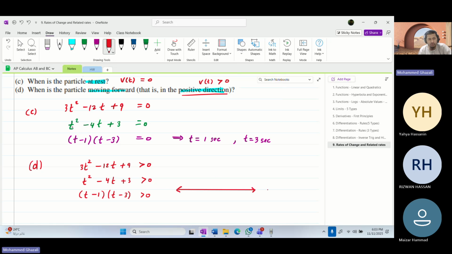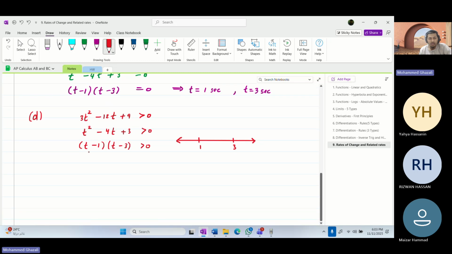There are two critical values on the number line, which are 1 and 3. So between 1 and 3, what's happening? If I substitute any value between 1 and 3, remember, we can't continue forever because time starts at 0. Remember, this is a time function. Time has to be 0 or more, so you can't continue forever infinitely.